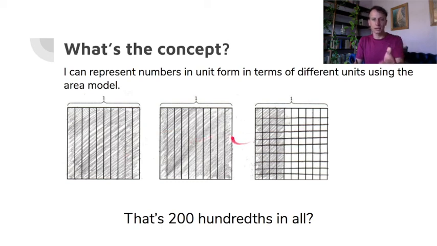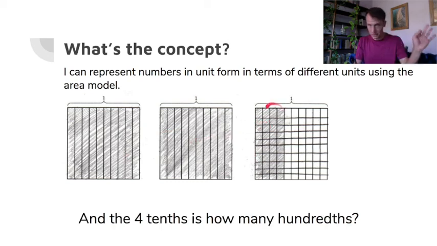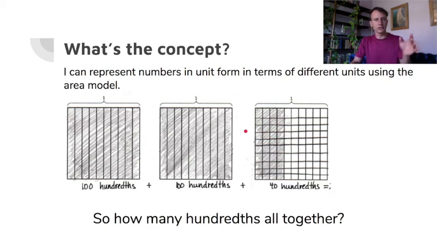Now, what do we have going on over here? The 4 tenths, that same 4 tenths from the last area model we did. How many hundredths is that? Well, 10, 20, 30, 40. So it's 40 hundredths. So how many hundredths altogether? 100, 140, total of 240 hundredths.